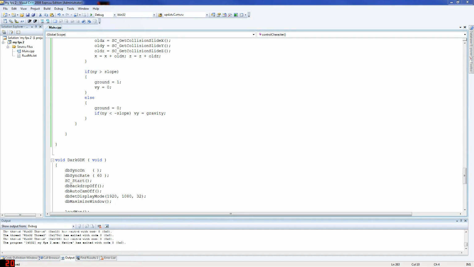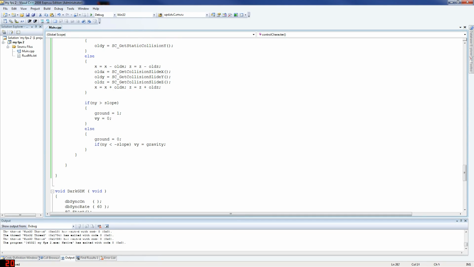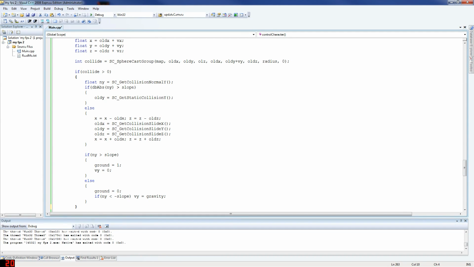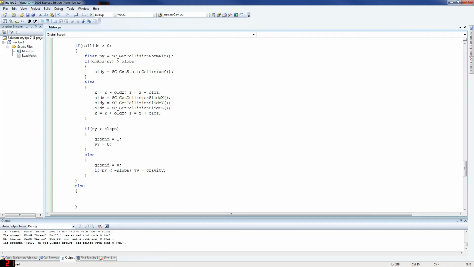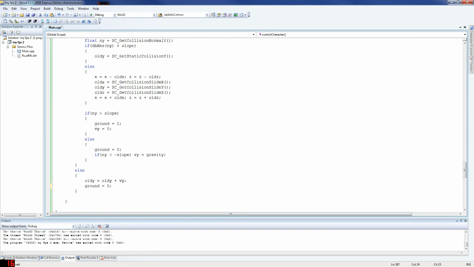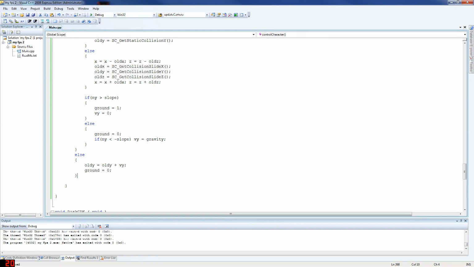So else, now this else I think is for, yeah, so else, so if collide, so make sure you do this in the right place. So if collide, so else, if it's not greater than 0, okay, then you want to say old Y equals old Y plus VY. And then you want to go ground equals 0, so he's not touching ground. And in this case, the player is not touching the ground, so we're going to make him fall. Okay, so it just means there's nothing below him.